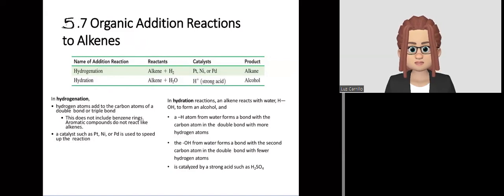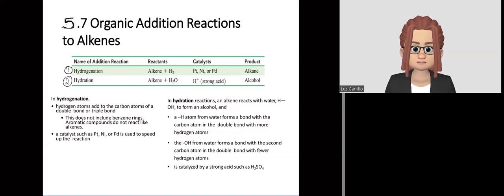Is the idea of addition reactions to alkenes in organic chemistry. When it comes to addition reactions, you guys are only concerned with two different types. The first one is called hydrogenation. In hydrogenation, we're adding hydrogen to an alkene, so that's why we form an alkane. And the other one is hydration. In a hydration reaction, we're adding the atoms in water to make an alcohol, okay?